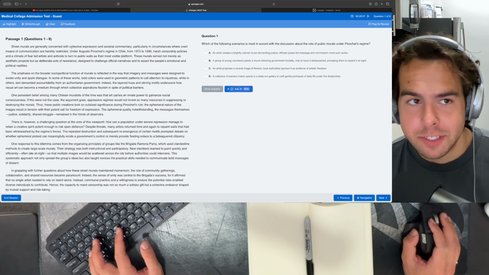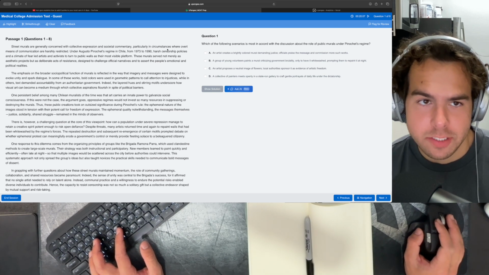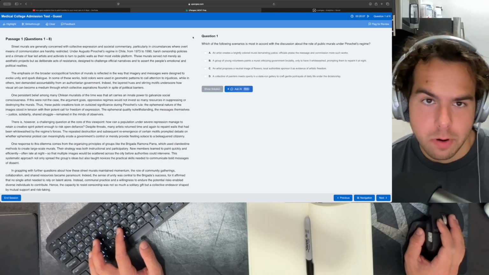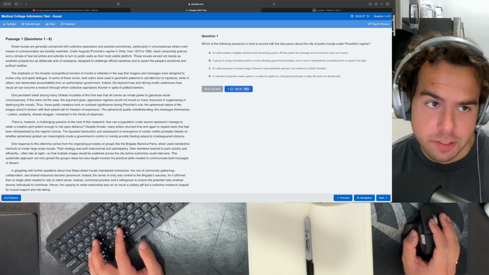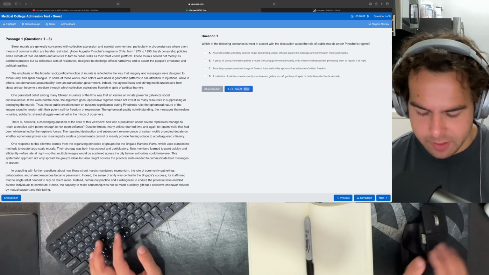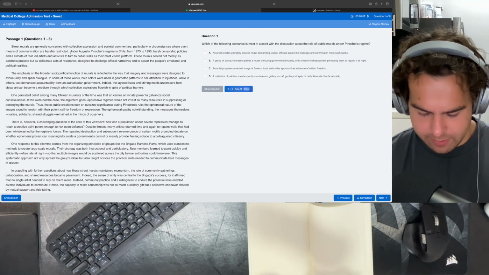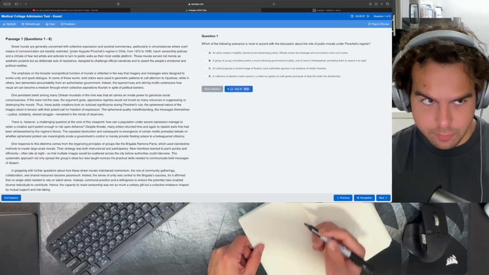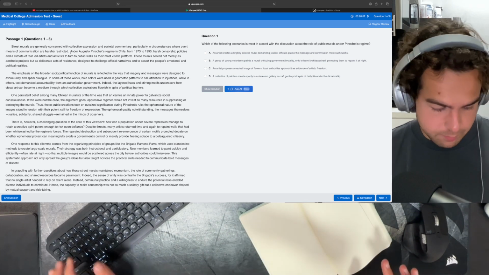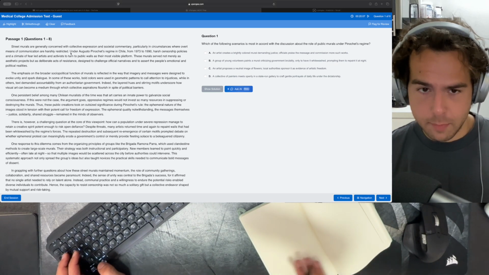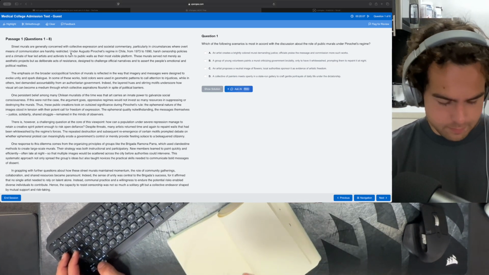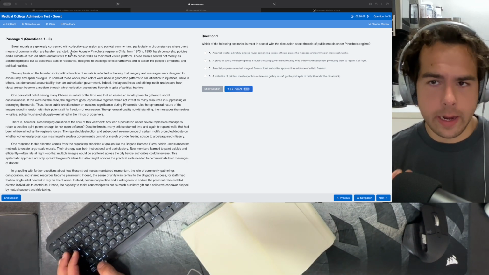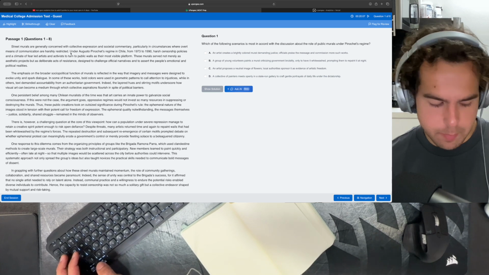Street murals are generally concerned with collective expression and societal commentary, particularly in circumstances where overt means of communication are harshly restricted. Just so you guys know, I talk about this in my other video, and I do this in my study with me's. Although I do it mentally and don't actually write this down, for the demonstration of the video I want to show you what's going on through my head when I'm tackling a passage.